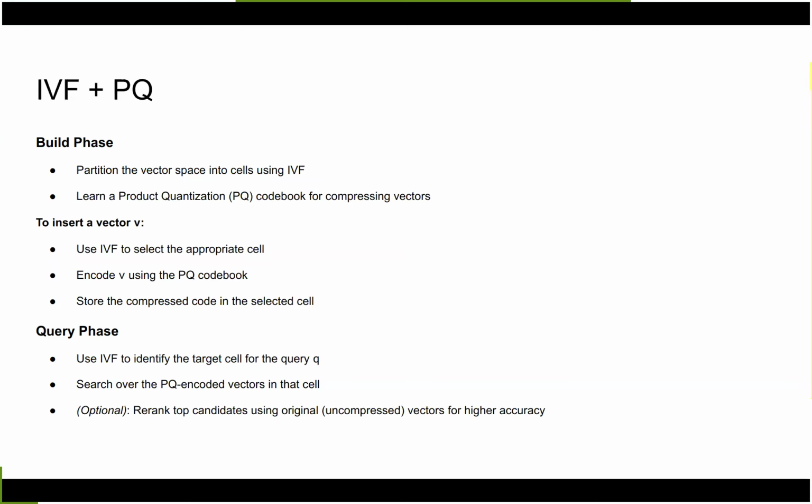The other thing is that people also use clustering with product quantization.